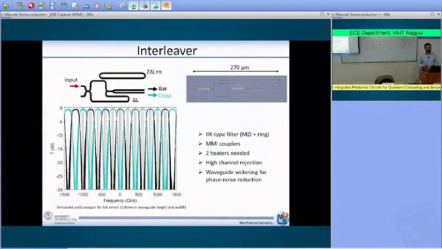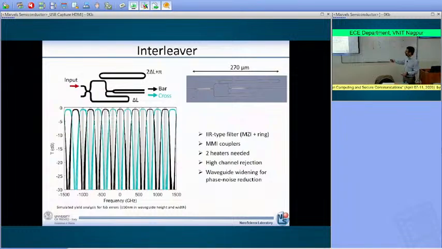In this case, it's nothing else than a Mach-Zehnder interferometer loaded by a micro-ring resonator. So this is the interleaver, okay? Here is the actual realization of the interleaver. Here you have an MMI, an input splitter, and the light is split into two different arms, one here and the second there. Then here you have another MMI, where the light is recombined, so this is a combiner.